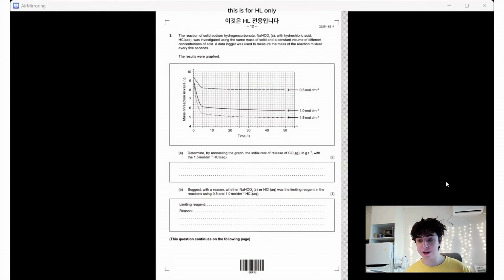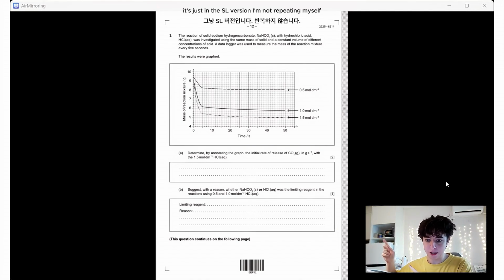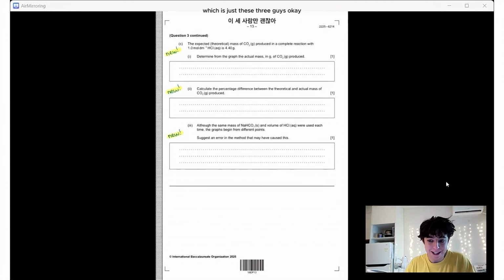Okay, this is for HL only, the additional HL marks for question 3. If you're looking for the SL version, look here. The HL versions that are in common with SL are just in the SL version. I'm not repeating myself. That's annoying. Okay, this is already like 3 hours' worth of footage. Listen, we're going to do the HL only marks, which is just these 3 parts. And this will be the last part for 1B.